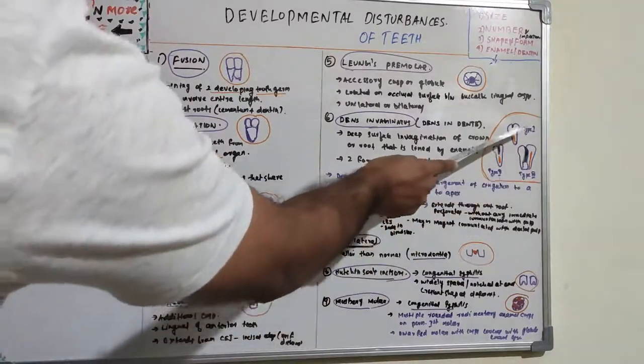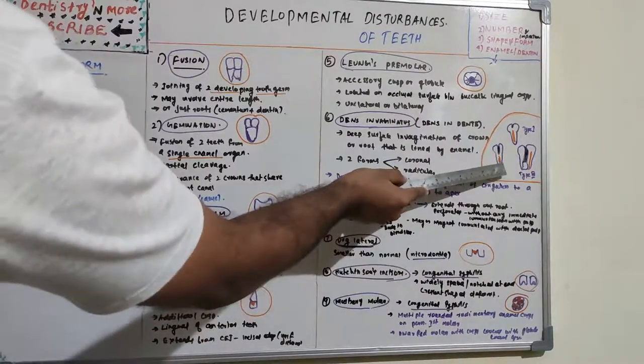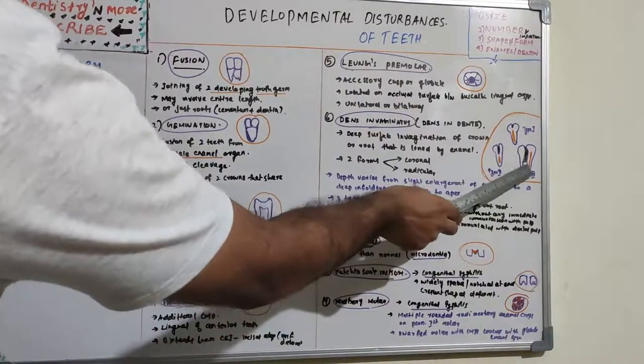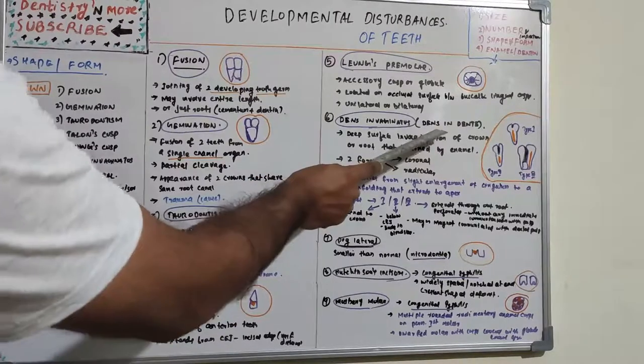So type 1 is within the crown. Type 2 is a little deeper, ending in a blind sac, but it doesn't communicate with the pulp. This is the pulp, that red-orange color. Type 3 perforates in the apical or lateral radicular area. It has perforation in the root area, but it doesn't communicate with the pulp. So that is dens invaginatus, also known as dens indent.